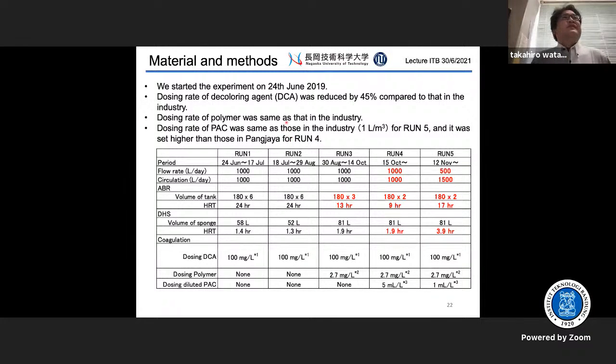So we started the experiment from June 2019. The dosing rate of decolorizing agent was reduced by 45% compared to that in the industry. The dosing rate of polymer was the same as that in the industry, and the dosing rate of PAC was the same as in the industry, 1 liter per cubic meter for round 5, and it was higher than those in Pangja for round 4.